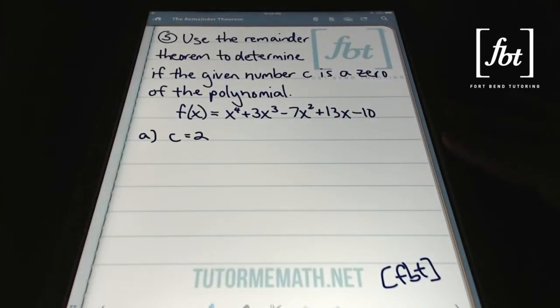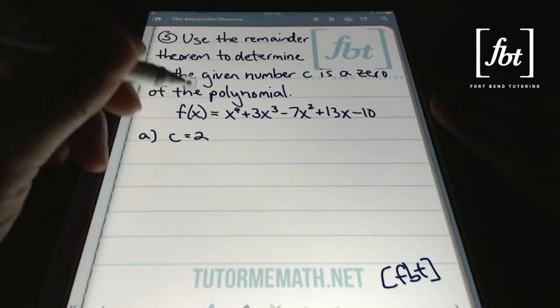Okay, so here we have problem number 5. And in problem number 5, it says to use the remainder theorem to determine if the given number c is a 0 of the polynomial. Now, when they're referring to zeros when you're dealing with polynomial functions, they're referring actually to the x-intercepts. So they're asking you, where on the x-axis does this function touch the x-axis? So what we want to do is use the remainder theorem, and if that remainder equals a 0, then that guarantees that this value c is a 0. You want that last number to equal 0 in order to verify that you have a 0 of the polynomial function.